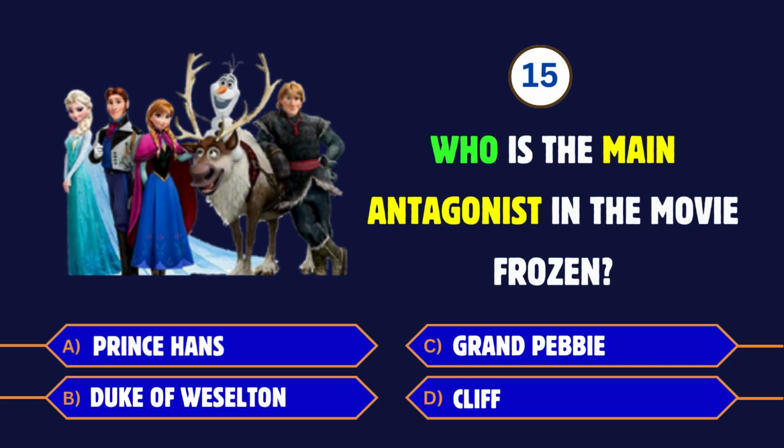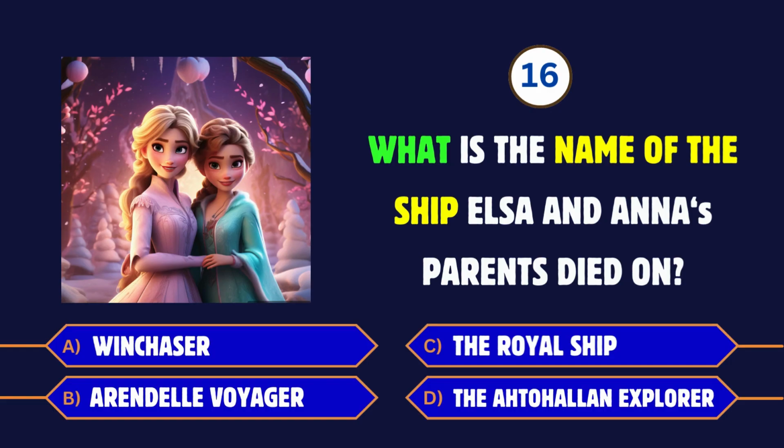Question 15. Who is the main antagonist in the movie Frozen? The correct answer is Prince Hans. Question 16. What is the name of the ship Elsa and Anna's parents died on? The correct answer is the royal ship.